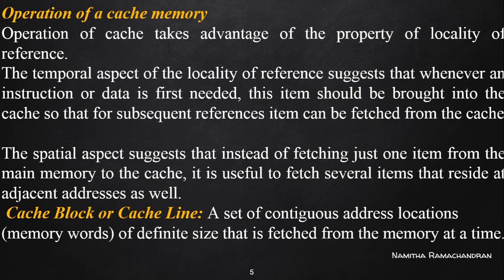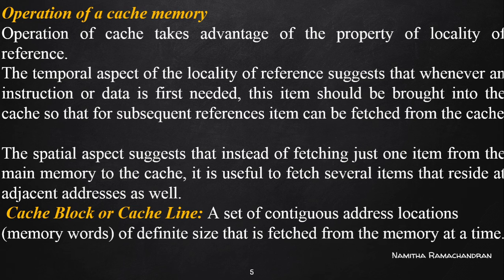In order to satisfy the temporal aspect of locality, whenever the processor requires a memory word, which may be an instruction or data, and requests it for the first time, we must fetch that memory word from the main memory and place it into the cache memory, so that when the word is requested again in a recent time instant, it will be directly available from the cache memory. So we can satisfy this temporal aspect of locality.